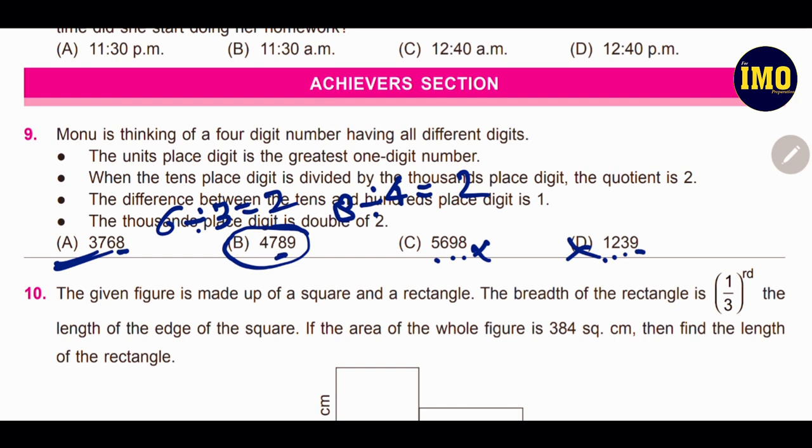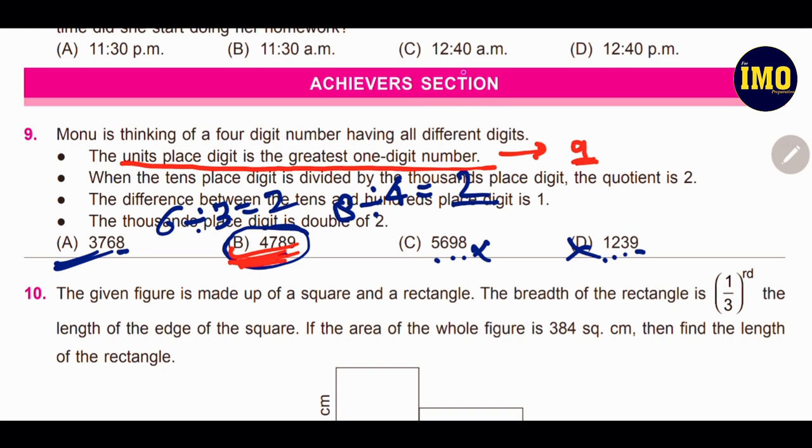But one thing is similar also: when you divide 6 in the tens place by the thousand place, you get 2 as a quotient. Similarly, when you divide 8 by 4, you get a quotient of 2. So both situations follow the same rule. But this is the important point: it is given that the unit place digit is the greatest one-digit number. The greatest one-digit number, always remember, is 9. So the correct answer will be B. Sorry for the confusion, but the exact answer is B.